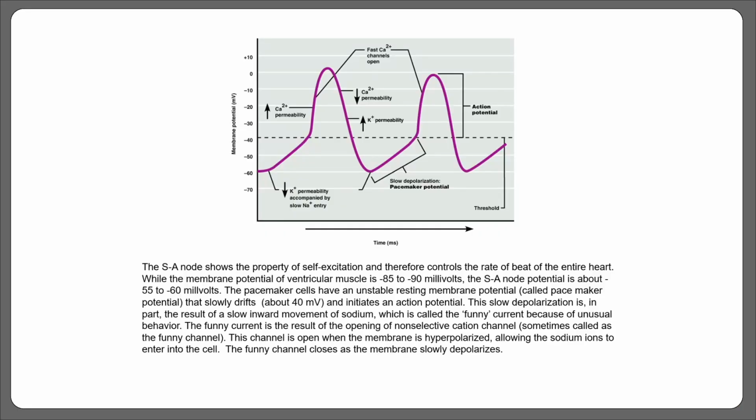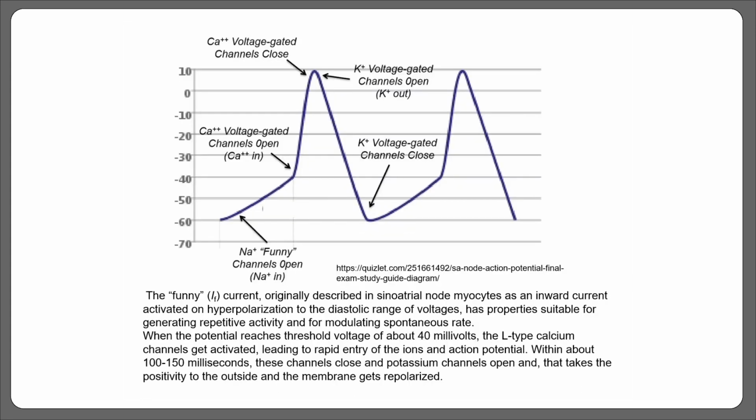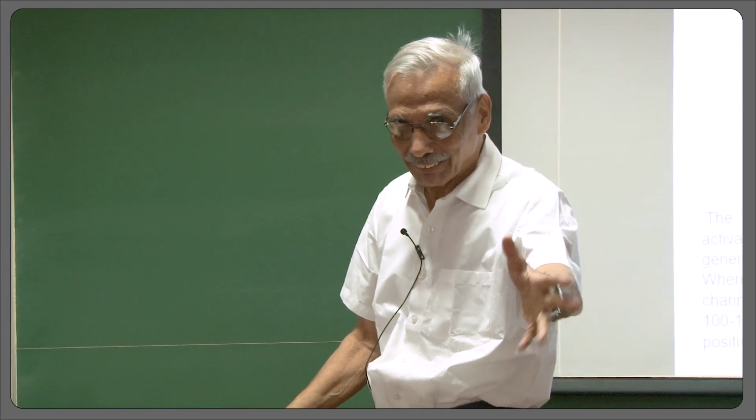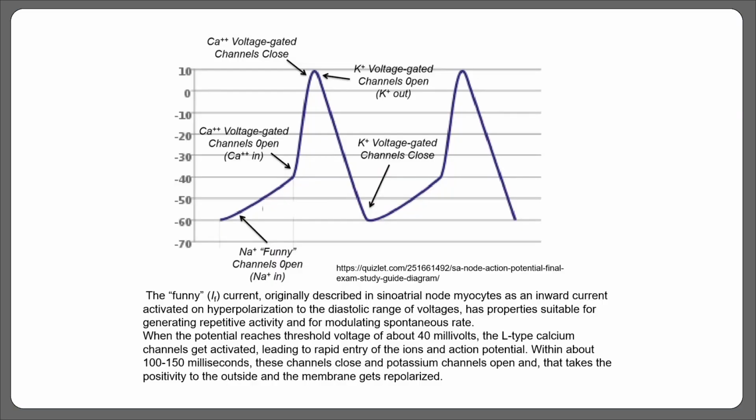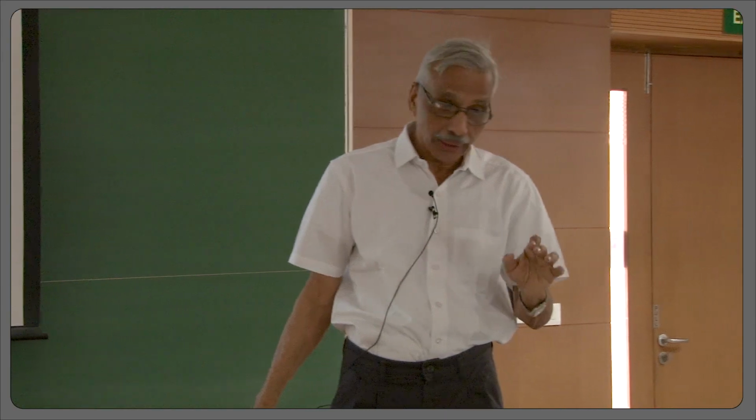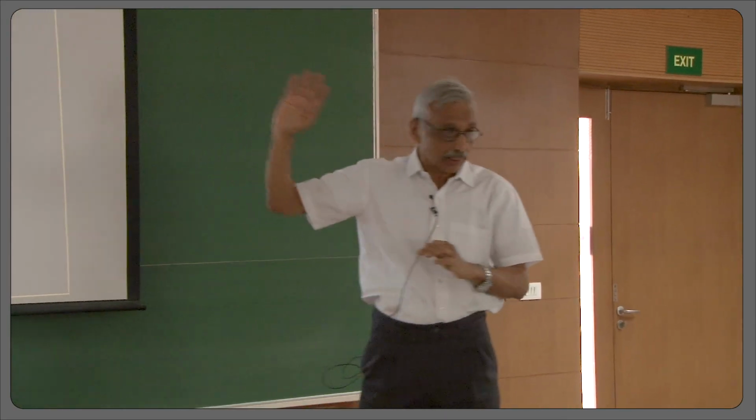Okay, let's go ahead now. So when do these funny channels close? They close. They are operating from here to here. Their purpose is to take it so that the calcium will take over, once they reach the threshold. Are these channels present only in the SA node or the entire conduction system? That's a very good question. They are present everywhere. They are present in the entire conducting system.